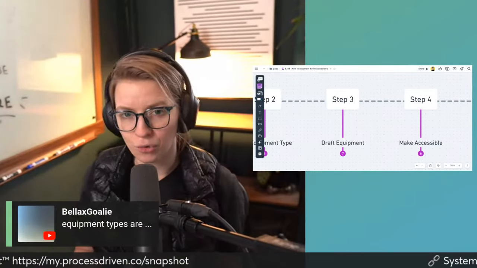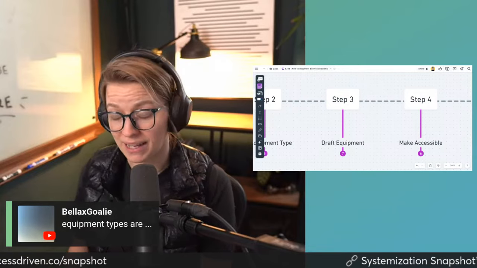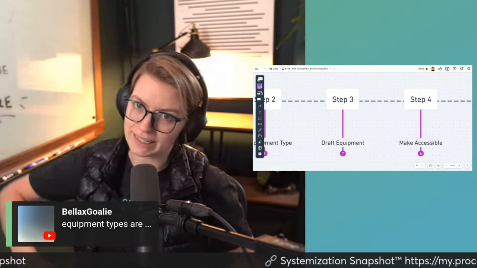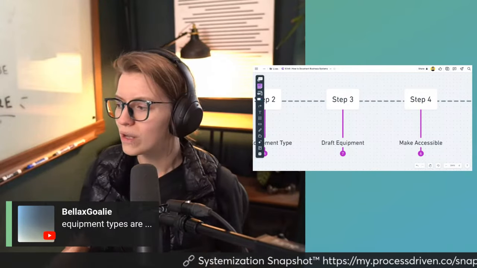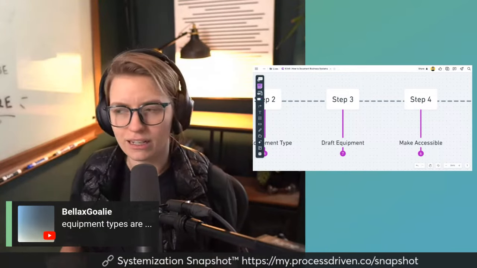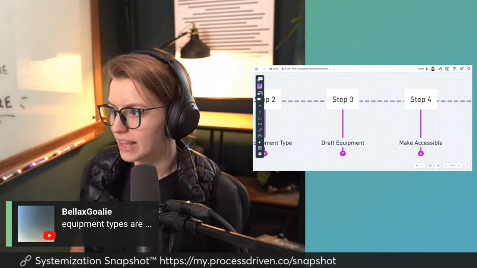Once we've identified what format of equipment is going to be best, do we need a helmet? Do we need armor? Do we need an SOP? Do we need a checklist? What's going to be the real thing that helps us? We need to actually draft that equipment.